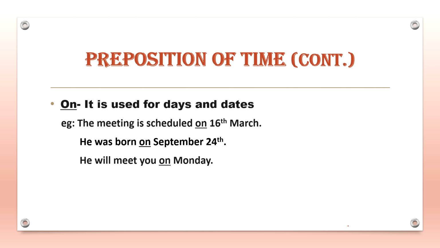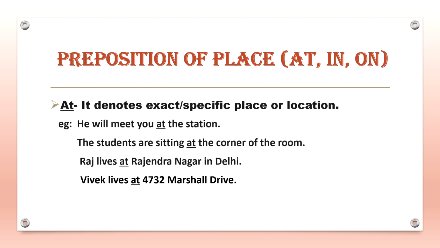Now next, on. On is used for days and dates. For example, the meeting is scheduled on 16th March. Next, he was born on 24th September, or you can also say he was born on September 24th. Both are correct. He will meet you on Monday. Now, next is preposition of place. So, now we will see the use of at, in and on as preposition of place.